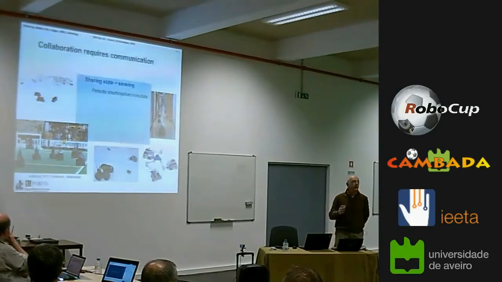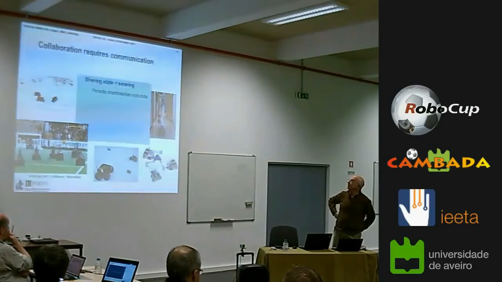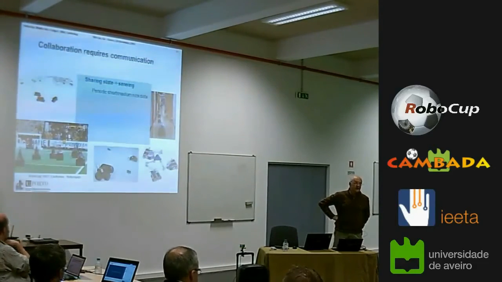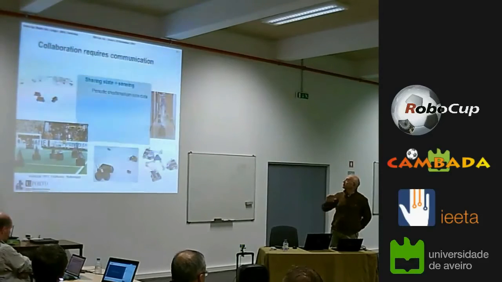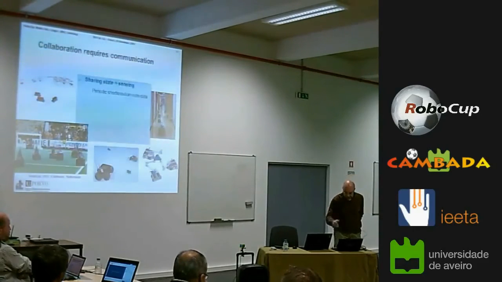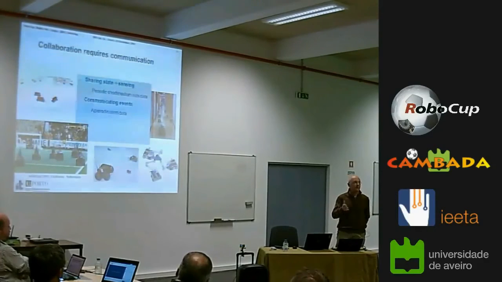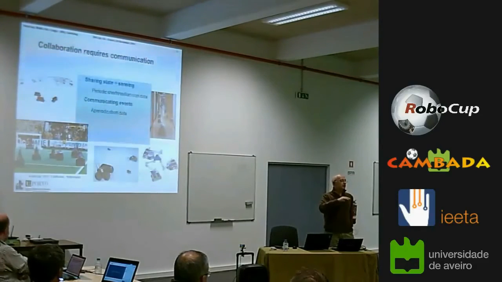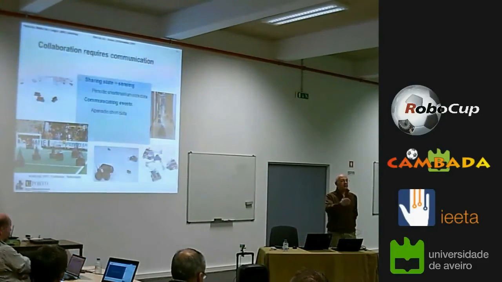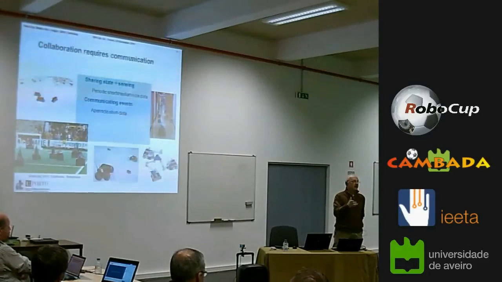And what is the communication for? There are several reasons why we want to communicate among the agents. One of them is sharing state and sensing. In this case, the communication is typically short, medium-sized data, and typically regular, so it can be periodic or quasi-periodic. But we also have to communicate events. Something happens, for example in MSL, we want to stop the robots because the referee says stop, and they should stop. Of course, we can convert events to state and transmit this information regularly, but it's nicer if we just send events.